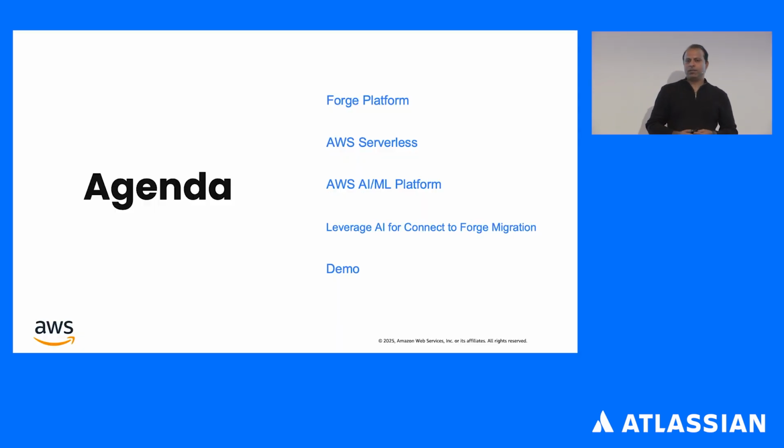So what are we going to cover today? We'll start with the Forge platform. Hopefully all of you are already aware of the Forge platform, why it matters, and what the benefits of Forge are. We'll talk about AWS serverless and why it matters for Forge. Then we'll also touch base on AWS AI/ML. I promise I won't do too much marketing, but there's a reason why we are talking about AI/ML services today, because we will be using one of the AWS AI services for the actual migration use case. And last, we'll show a working demo on how we are going to migrate a Connect app to Forge.